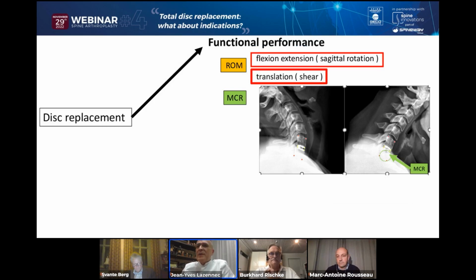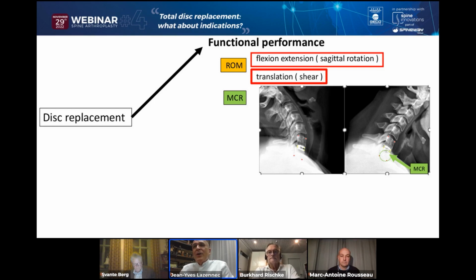So when we speak about disc replacement, we mainly speak about functional performance. It means range of motion, flexion, extension, translation. People don't speak a lot about translation, about shear, and the mean center of rotation. And also, we had the opportunity in a previous webinar to speak about center of rotation, and we are convinced it is something very important. But it is a functional performance.